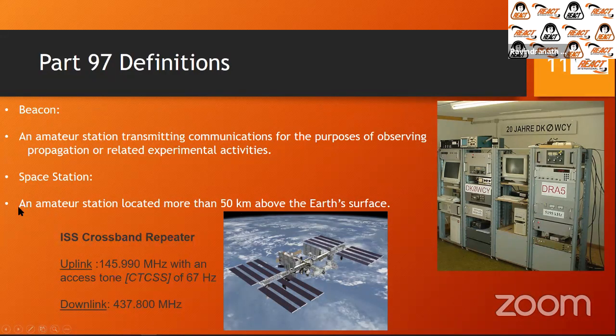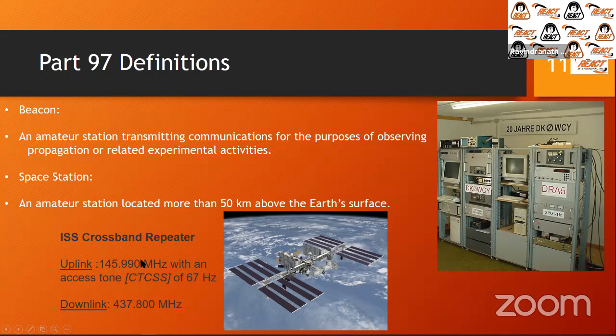Space station, well, you already know this, but the definition is it's an amateur station located more than 50 kilometers above the Earth's surface. And a good example of an amateur station is the ISS. I did promise you, I told you, good news. As of September 2nd, the ISS now has a crossband repeater back in operation. The uplink frequency is 145.990, and it has a tone, CTCSS, or access tone, or PL of 67 hertz. In other words, if you don't transmit this, you will not activate the repeater. And it has a downlink frequency of 437.800 megahertz.